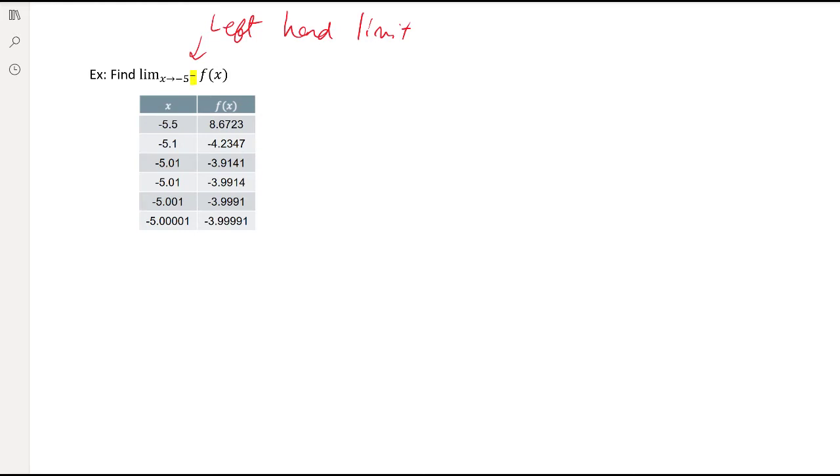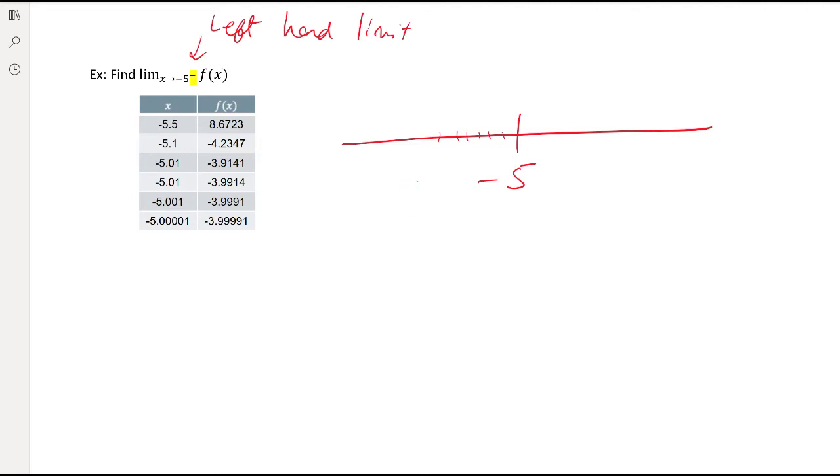So what that means is that we have a number line. We've got negative 5, but we're looking at values that are getting increasingly closer and closer to negative 5. And so, negatives are weird. That means that to be to the left of negative 5, we're looking at numbers like negative 5.1, negative 5.001, things of that nature. Okay? All right.